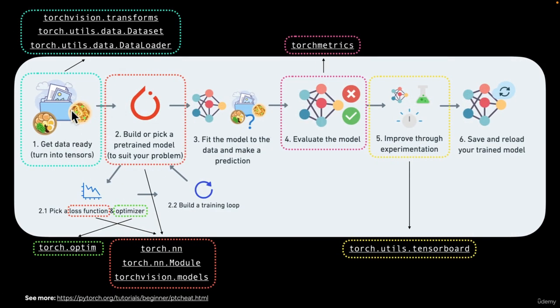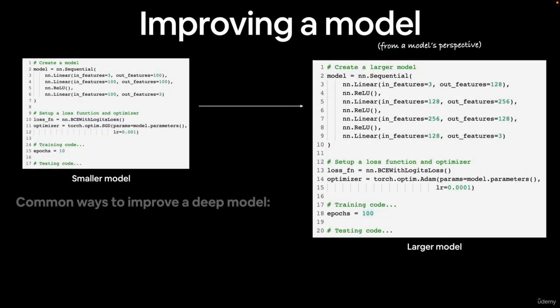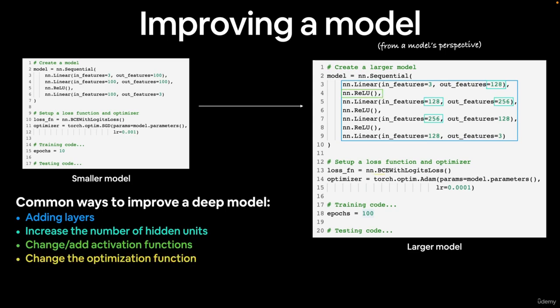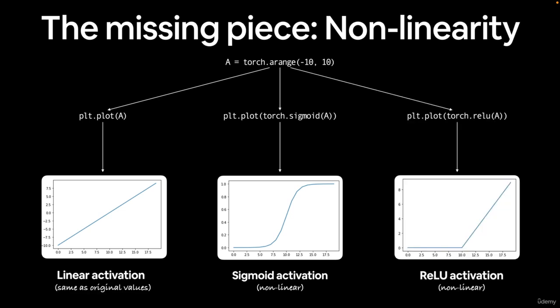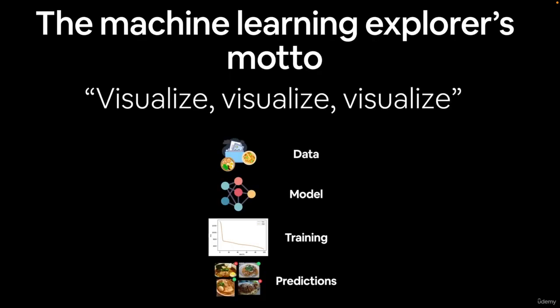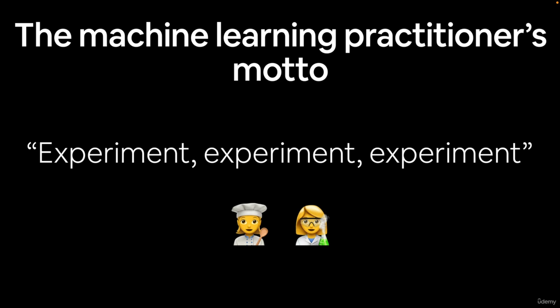And by the way, you should pat yourself on the back here because we've just gone through all of the PyTorch workflow for a classification problem. Not only just binary classification, we've done multi-class classification as well. So let's not stop there though. Remember, evaluating a model is just as important as building a model. So we've been through nonlinearity. We've seen how we could replicate nonlinear functions. We've talked about the Machine Learning Explorer's motto: visualize, visualize, visualize. The Machine Learning Practitioner's motto is experiment, experiment, experiment. I think I called that the Machine Learning or Data Scientist motto.